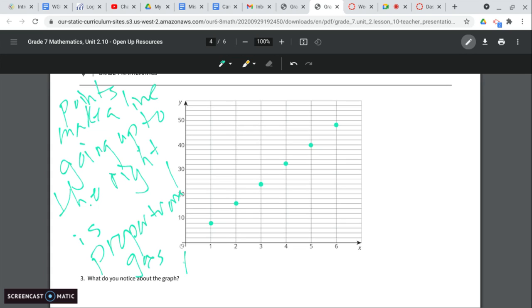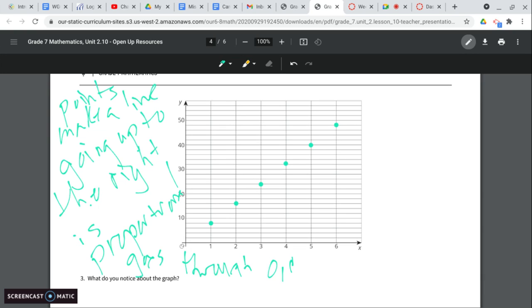It goes through 0, 0. Now, we don't have a point at 0, 0. But if we drew a line through all of these points and extended it down, it would. And it makes sense in this situation. If we have 0 t-shirts, shouldn't it also cost us $0? Yes, it should. So it makes sense that it is a proportional relationship in this case.